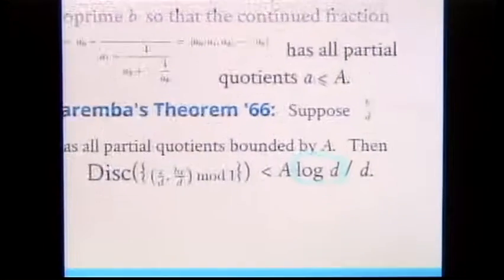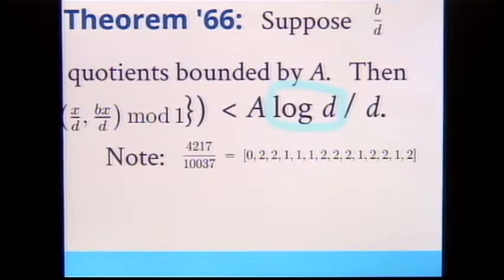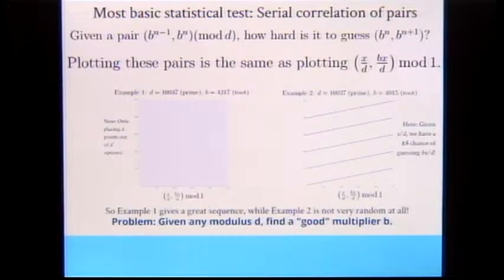Okay? So let's just look at our two fractions. Our first fraction was 4217 over 10,037. By the way, continued fractions are extremely efficient to compute. Here it is. It's all ones and twos. So the discrepancy is like 1 over 10,000, basically. On the other hand, our other fraction was this b, which has this giant partial quotient 2,000. So 2,000 over 10,000 is like 1 in 5. That's a terrible discrepancy. That's exactly what we're seeing all the way over here in this picture. That's how you tell one from the other.